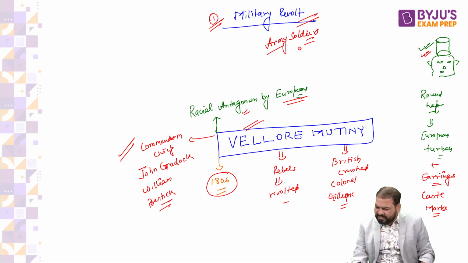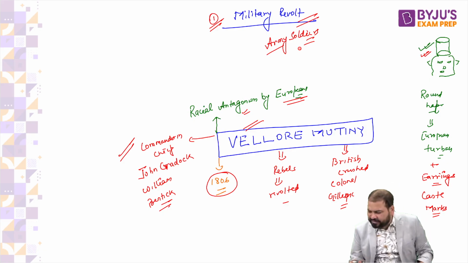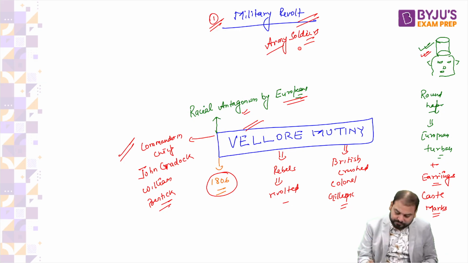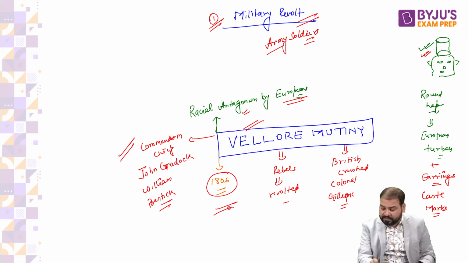See, there is a lot of information. Again, I'm saying there would be a lot of information under every mutiny. I wrote Vellore, 1806.